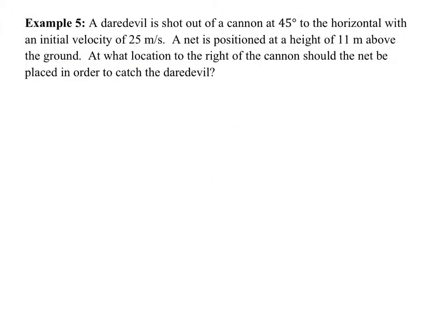So a daredevil is shot out of a cannon at a 45-degree angle to the horizontal with an initial velocity of 25 meters per second. So a daredevil is like a stunt devil at a circus. There's a net that's positioned at a height of 11 meters above the ground, somewhere over here, and the daredevil is going to land in that net. And the question is, at what location to the right of the cannon should the net be placed so that it catches the daredevil?